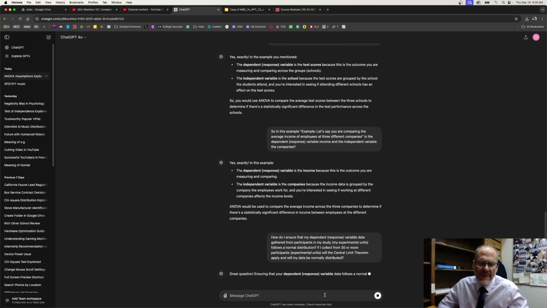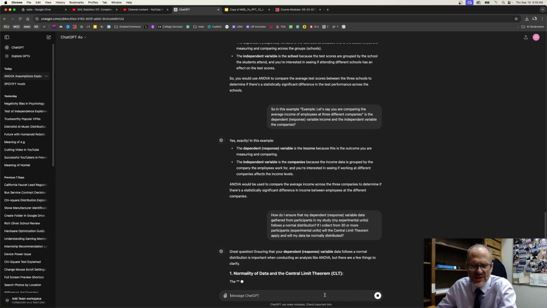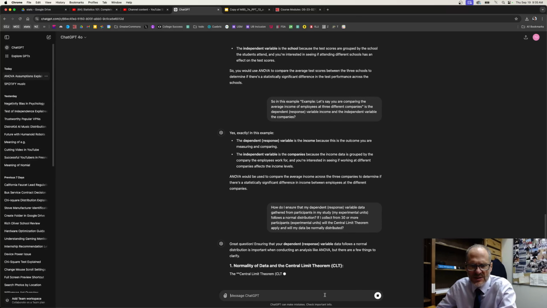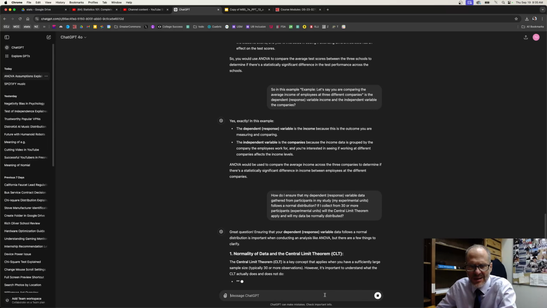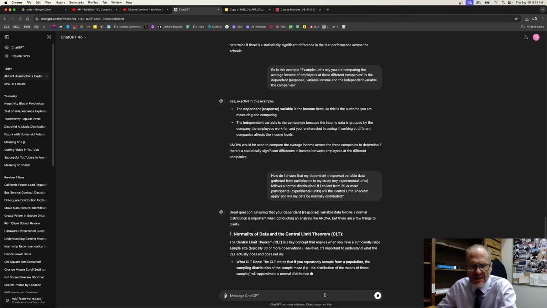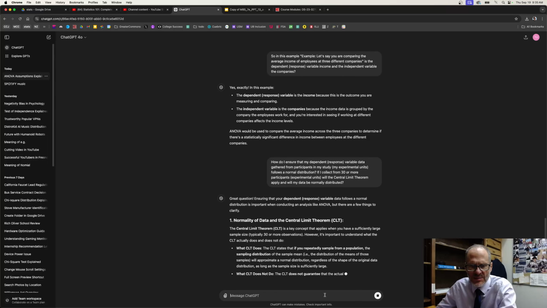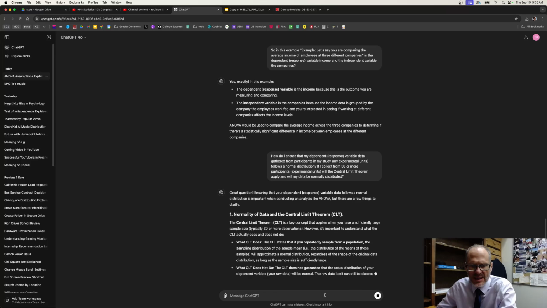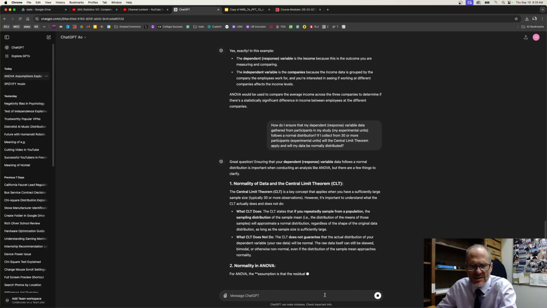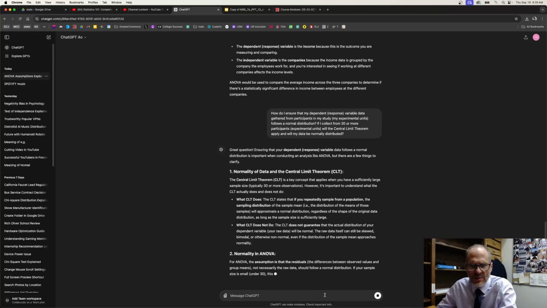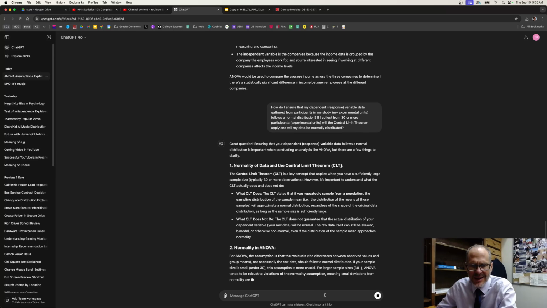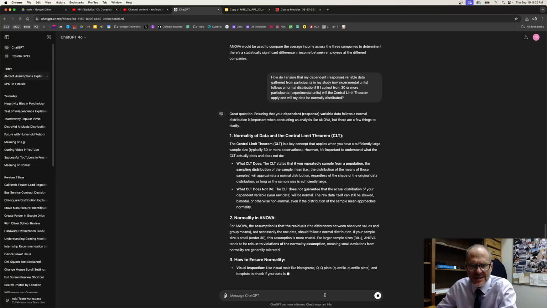Drum roll. Great question! Ensuring that your dependent response variable data follows a normal distribution is important when conducting an analysis like ANOVA, but there are a few things to clarify. Normality of data and the central limit theorem. The central limit theorem is a key concept that applies when you have a sufficiently large sample size, typically 30 or more observations. However, it's important to understand what the CLT, central limit theorem, actually does and does not do.